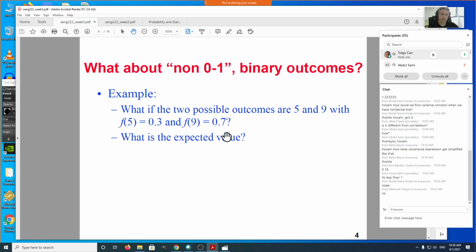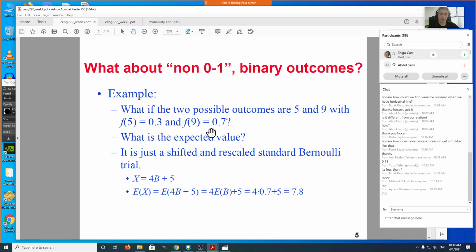In order to compute the expected value, we multiply 9 with 0.7 and multiply 5 with 0.3 and add them up. So the weighted average of these two values is going to be 1.5 plus 6.3, which is 7.8. Is it 7.8? Yes, 1.5 plus 6.3 is 7.8. So the expected value in this case is going to be 7.8, which is closer to 9, and it makes sense because obtaining a 9 has a higher probability. Yeah, it's 7.8, thank you.